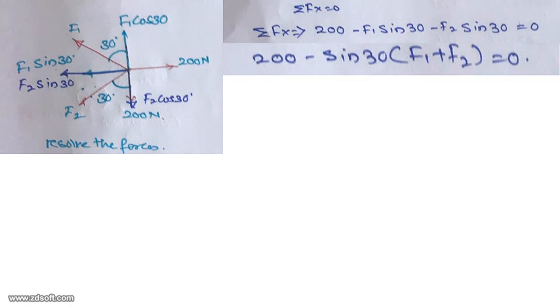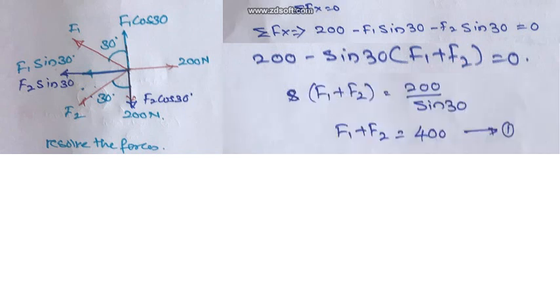Then I'll take sine 30 common between these two forces. If I take minus sine 30 common, I'll remain with F1 plus F2. Then I'll take 200 to the other side, and sine 30 also to the other side. So I'll get F1 plus F2 is equal to 200 by sine 30. So 200 by sine 30 will be 400. So this will be the first equation: F1 plus F2 is equal to 400.